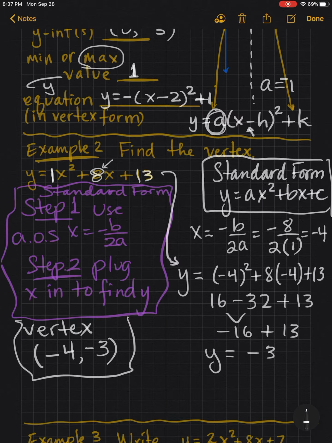Okay, so to recap that, if you notice it's in standard form, find the axis of symmetry first. That tells you your x coordinate. And then plug in for y, and voila, you'll find your y.